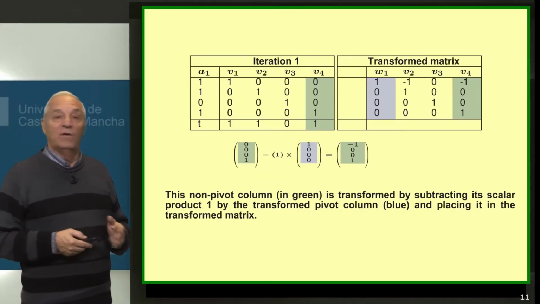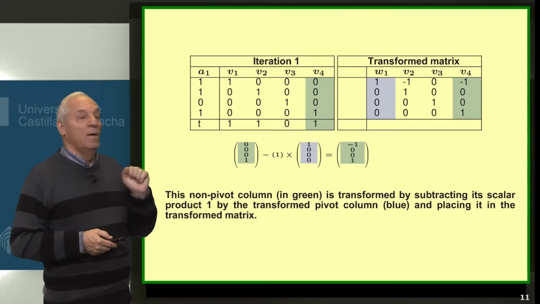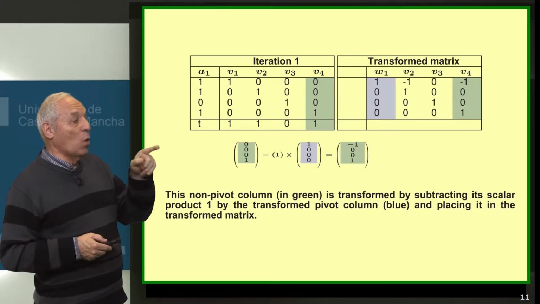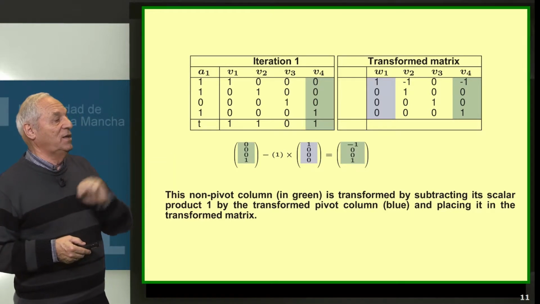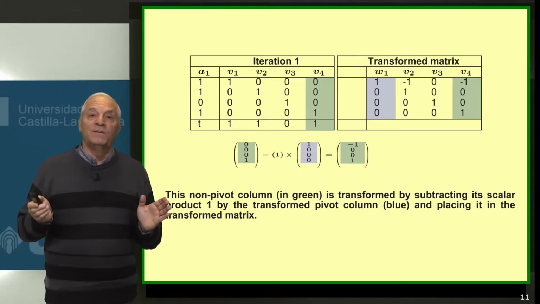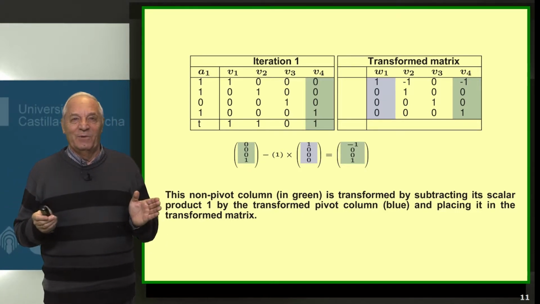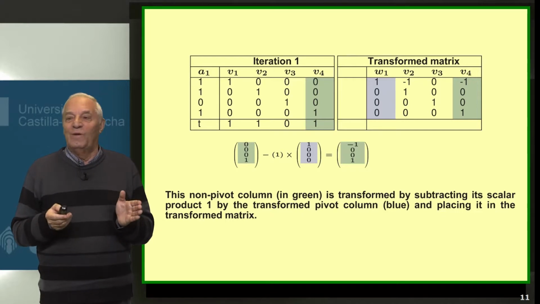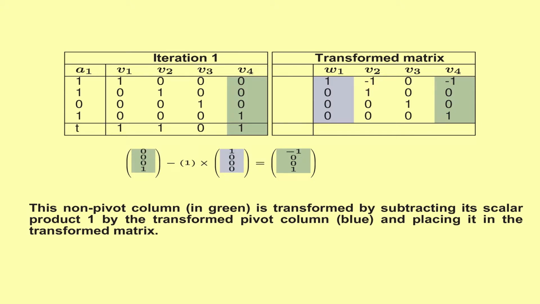With the last column, the same is done and it becomes 0, 0, 0, 1, minus its scalar product, which is 1, by the transformed pivot column, in blue color. If we operate, you get the vector minus 1, 0, 0, 1, that is the one we place there. Well, that's it, this is the algorithm. No more is needed. Therefore, it is a very simple one.